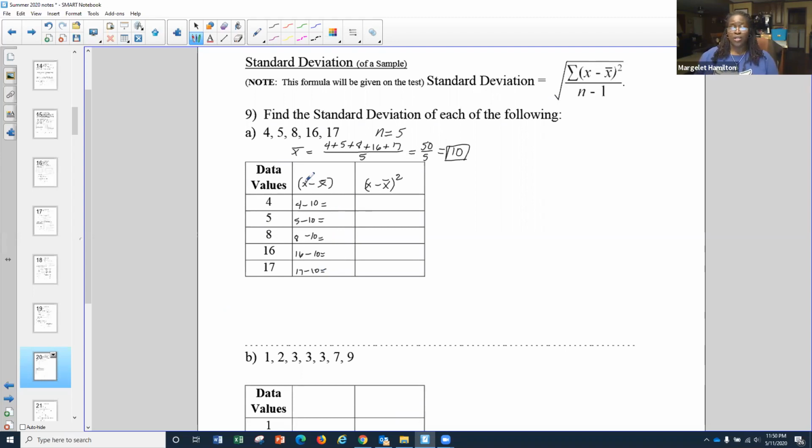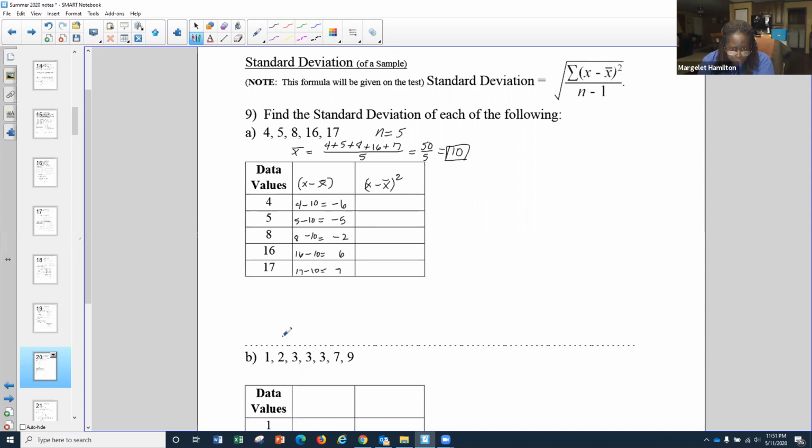Okay, so our data item minus the mean. So 4 minus 10 is a negative 6. 5 minus 10 is a negative 5. 8 minus 10 is a negative 2. 16 minus 10 is a positive 6. 17 minus 10 is a positive 7. All right, we see where we're going now.